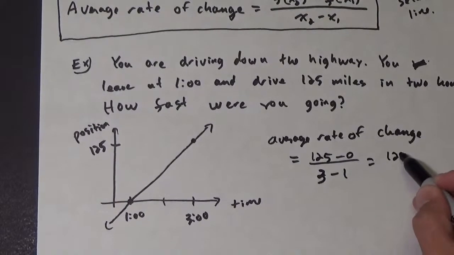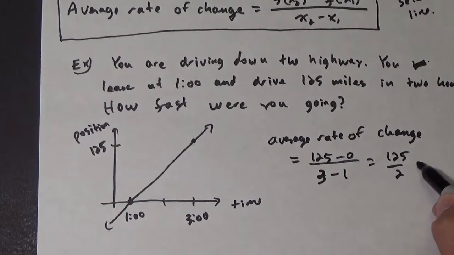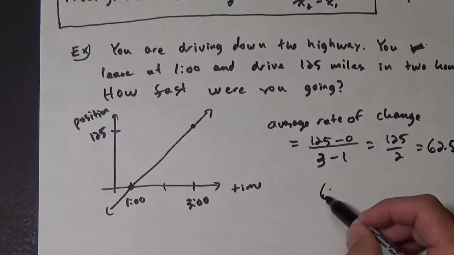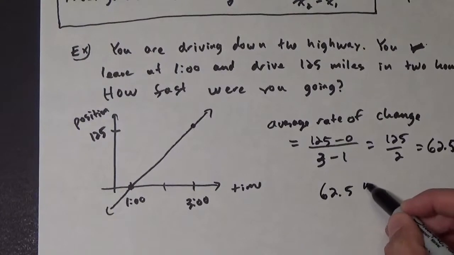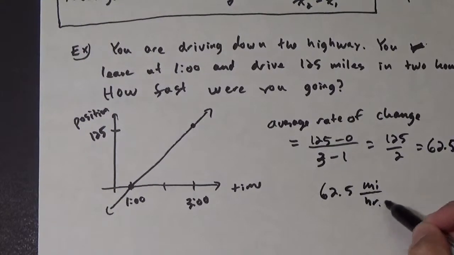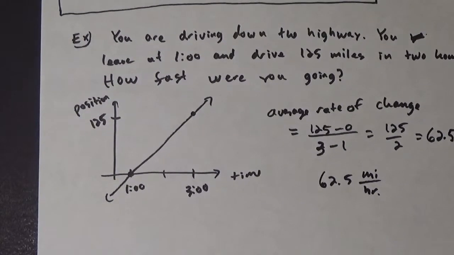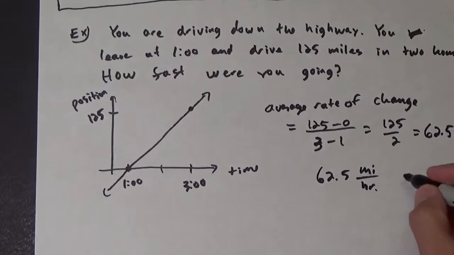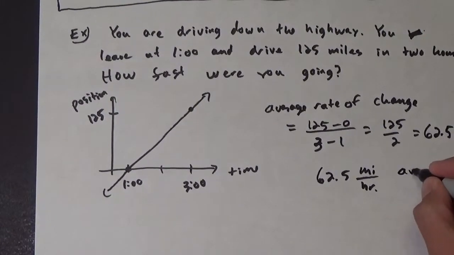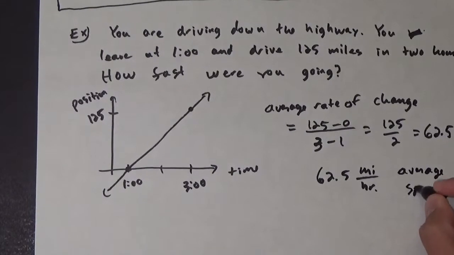So 125 over 2 becomes 62.5. So 62.5 miles per hour. And this is going to be our average speed in this case, or velocity. We'll talk about the difference between speed and velocity later.